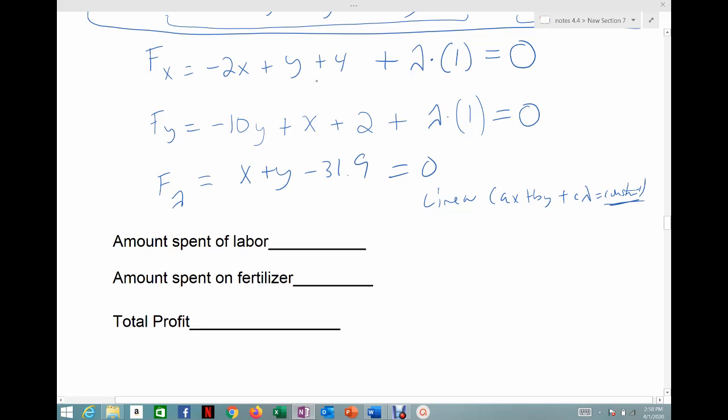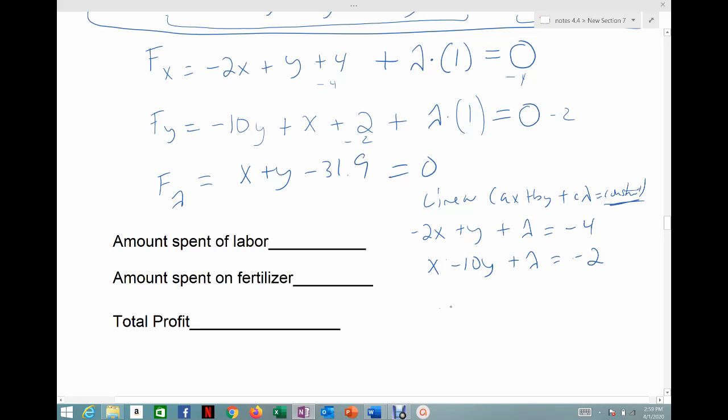In the first one, I have my -4. Alright, my -4 is going to be moved over to the other side. And so -2x plus y plus lambda equals -4. In my second equation, I've got the constant 2, so it needs to be moved over. So again, I'm going to subtract 2. Reorder it, make sure x first. So x, and then the -10y plus lambda equals -2.